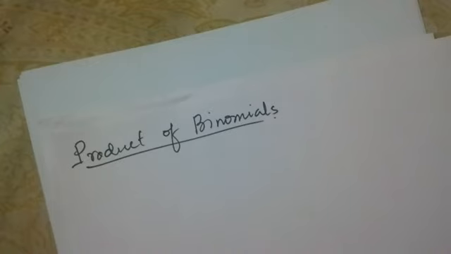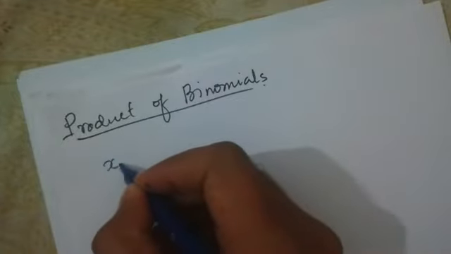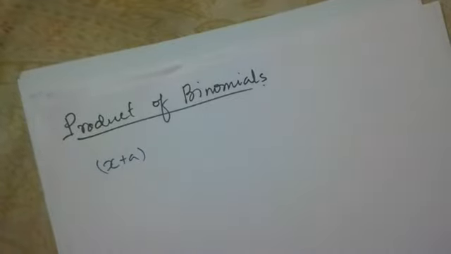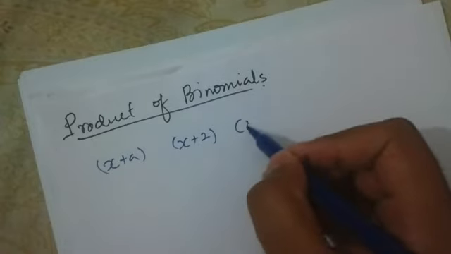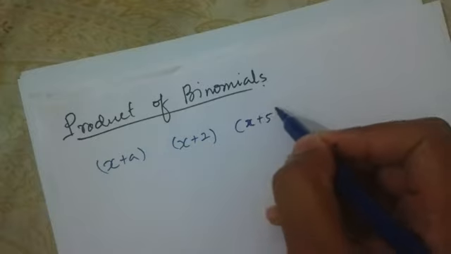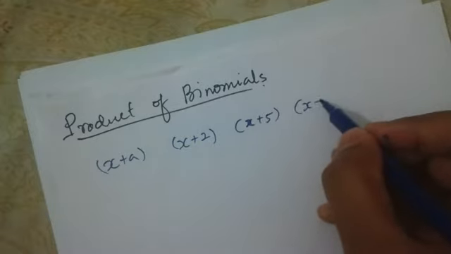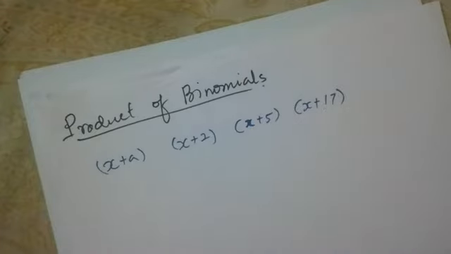First of all, let me introduce to you what a binomial looks like. Some people don't know what binomials are. So let's say x plus a. This is a binomial, and x plus 2 is a binomial. x plus 5 is a binomial. x plus 17 is still a binomial, no difference. It has two terms involved in it. That's called a binomial.